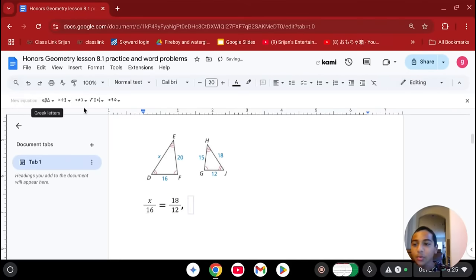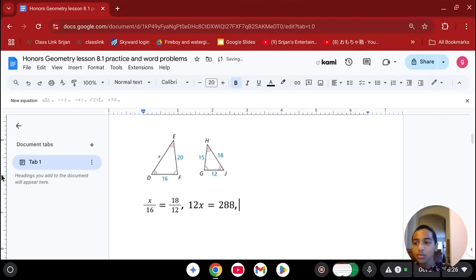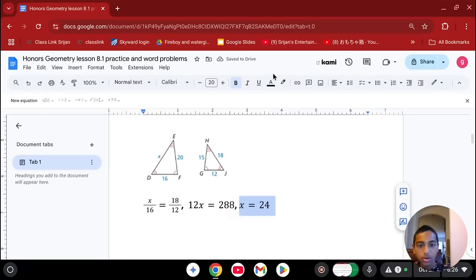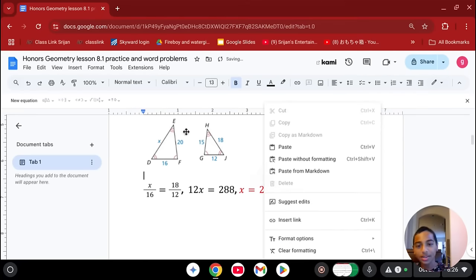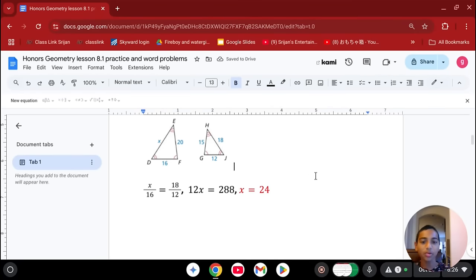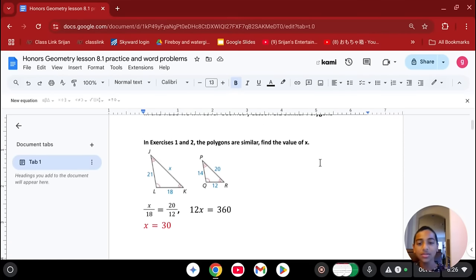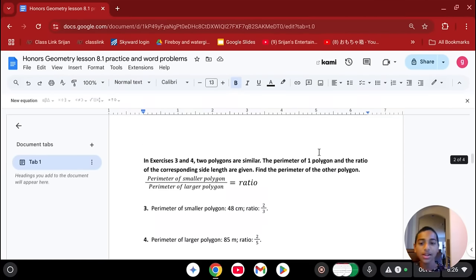Okay, so now we can multiply 12 with x to get 12x, and 18 times 16, which gives us 288. Now we can get that x is equal to 288 divided by 12, or 24. So in this example, the length of x, or the length of DE, is 24. Now that we know how to find variables in similar polygons, let's go to our next one.